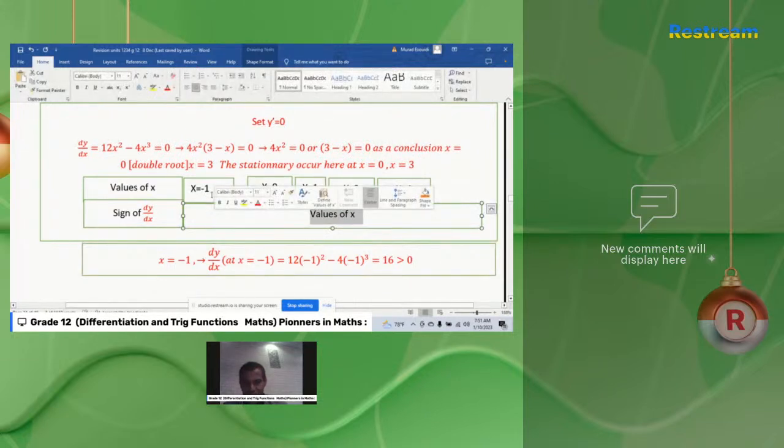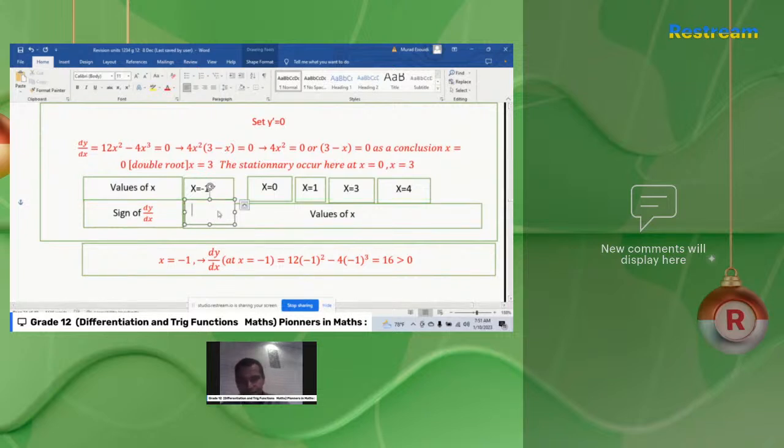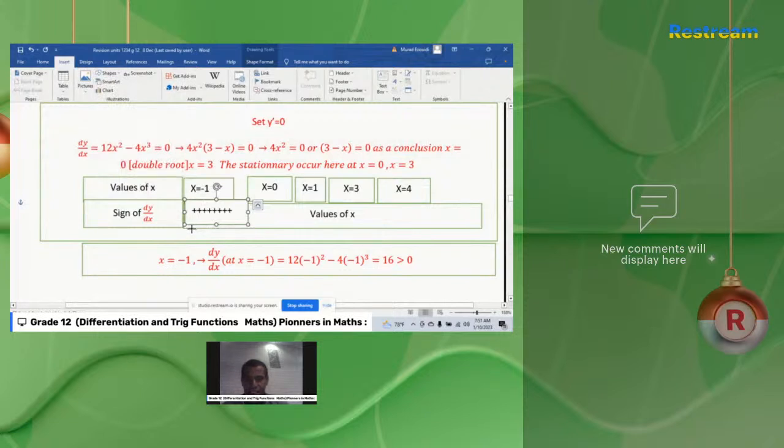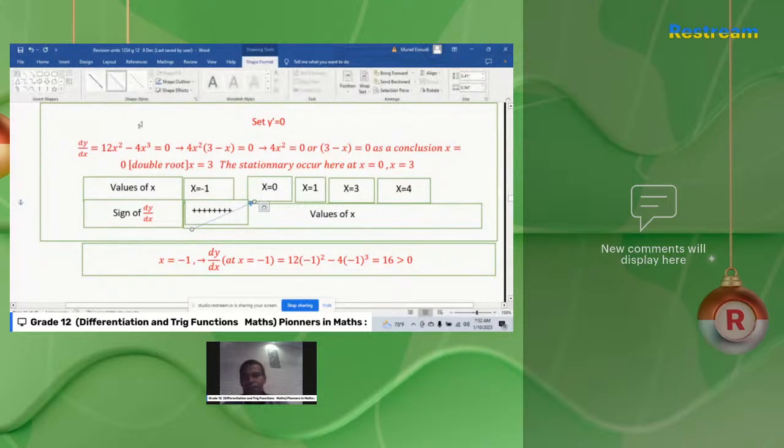I'll come here and write the sign of dy with respect to x. This, learners, is positive. The sign here is positive, and the function is an increasing function. So I will insert the symbol that shows the function is increasing. This is the first step.